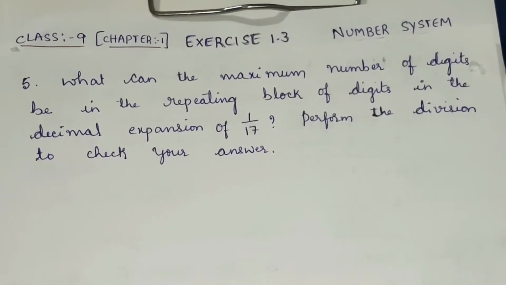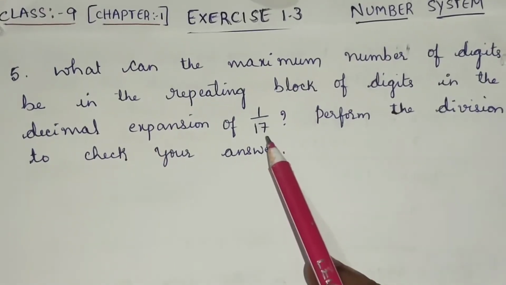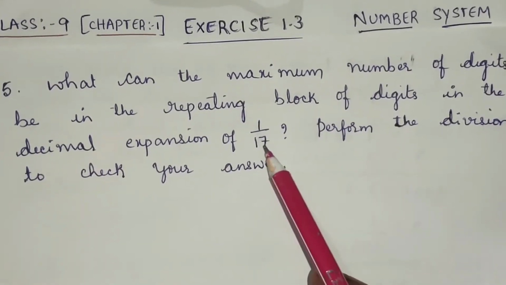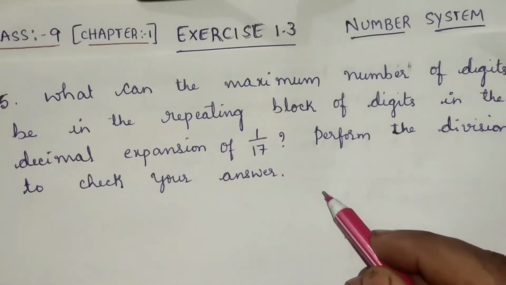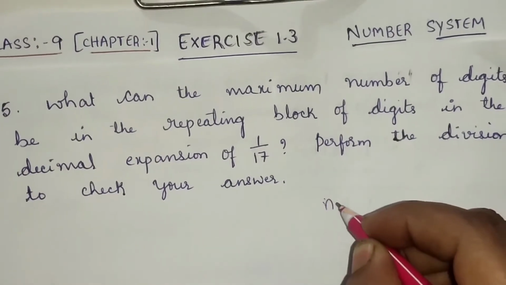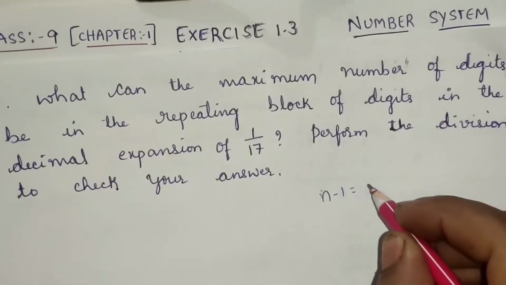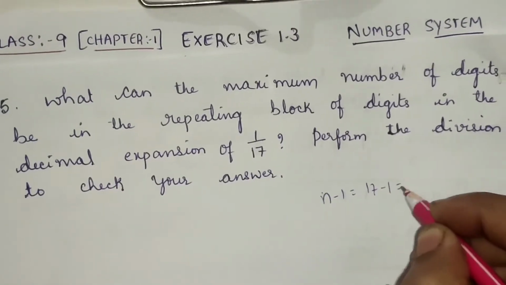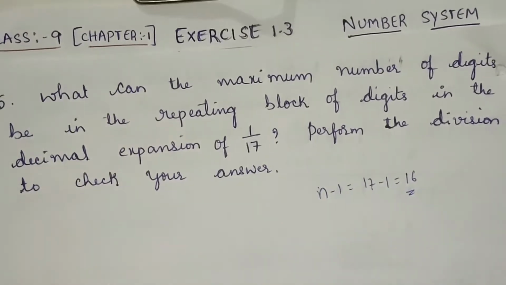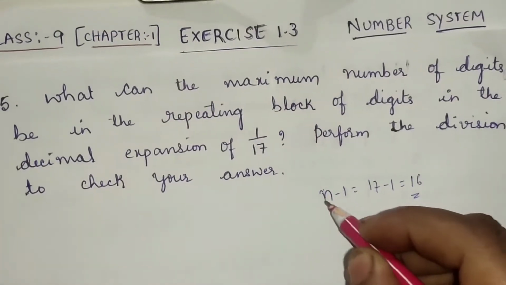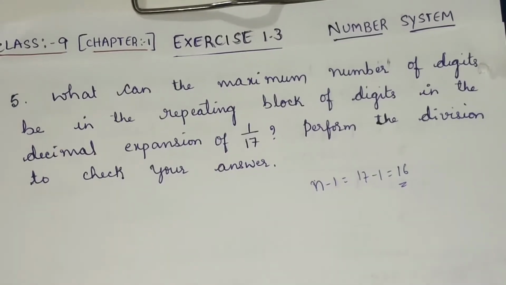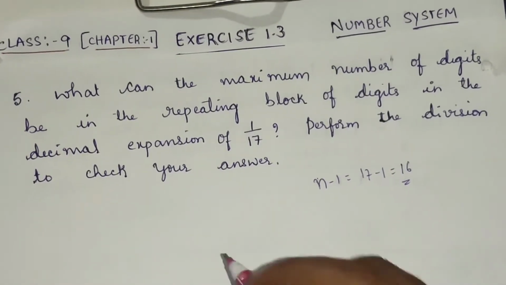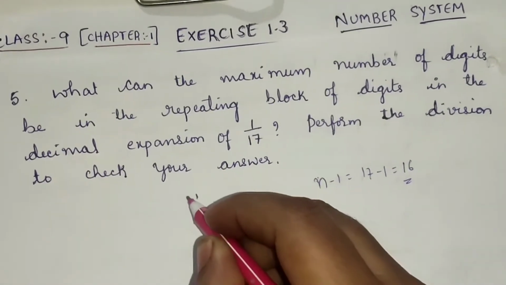If you look at the number, it is 1 by 17. In the denominator, you can see 17. So, the number of digits repeating is n minus 1. That is, 17 minus 1 is 16 numbers will be repeating. Since we have to perform a division, let us perform the division by dividing 1 by 17.